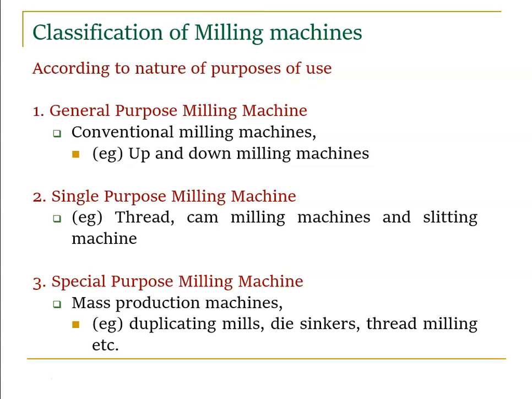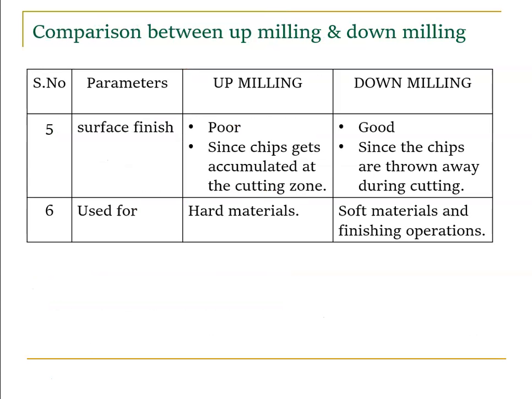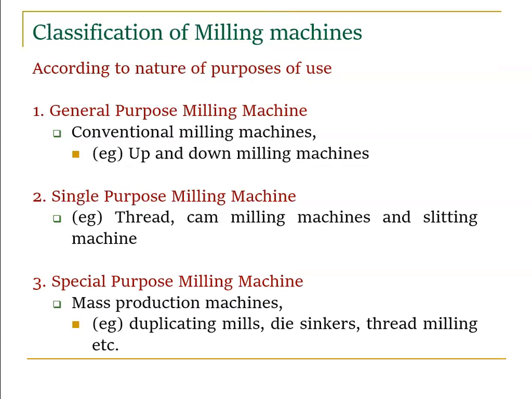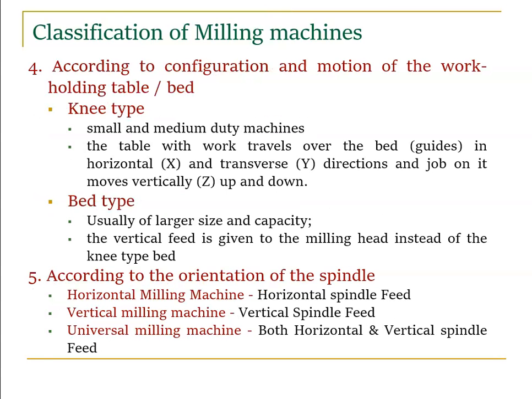One is purpose, general purpose. For what purpose do we use it? For conventional milling machine, up milling or down milling. The second one is single purpose. Single purpose in the sense that I am going to use it for some cam milling, or only for threads, then it is a single purpose milling machine. The third one is the special purpose milling machine, where if you want mass production, I go with the special purpose milling machine.